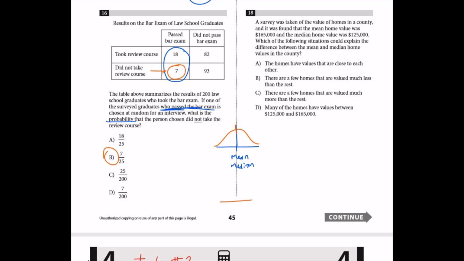And the second situation, if we have mean less than median, so let's say this is median and let's say this is mean, then it's going to be something like this. So this means we have a few values that are less than the rest.